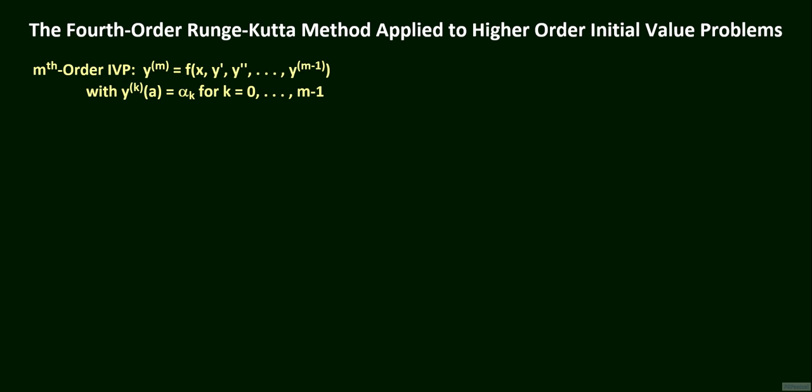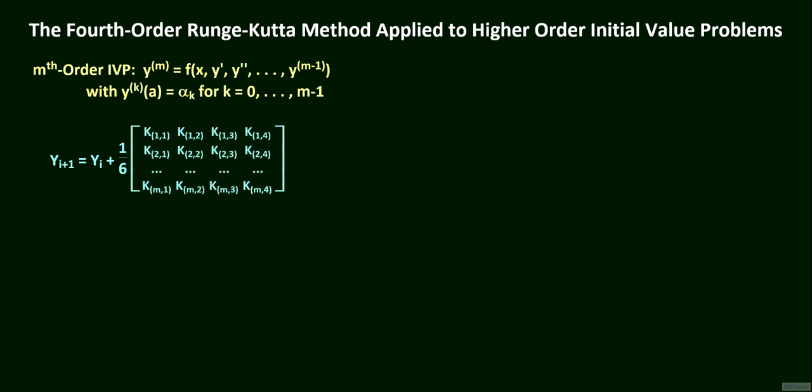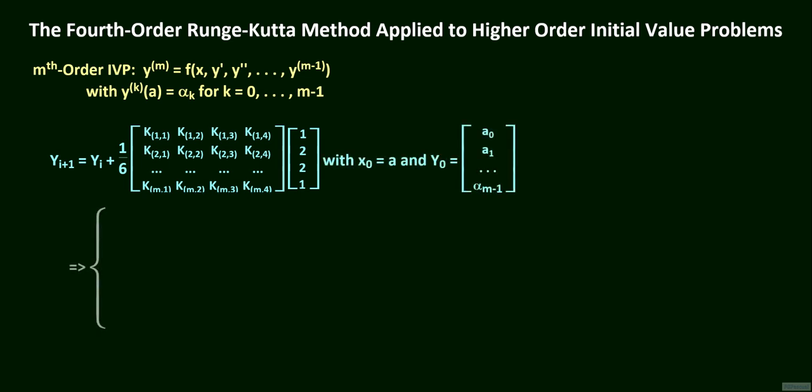Similar to what we had for the second order IVP, the vector y sub I plus 1 for the mth order IVP equals the vector y sub I plus 1/6 times the matrix of the k sub j's times the vector 1, 2, 2, 1. Writing out the individual recursions, x sub I plus 1 equals x sub I plus h, lowercase y sub I plus 1 equals lowercase y sub I plus the sum of uppercase k sub 1 1, 2 times uppercase k sub 1 2, 2 times uppercase k sub 1 3, and uppercase k sub 1 4 divided by 6.